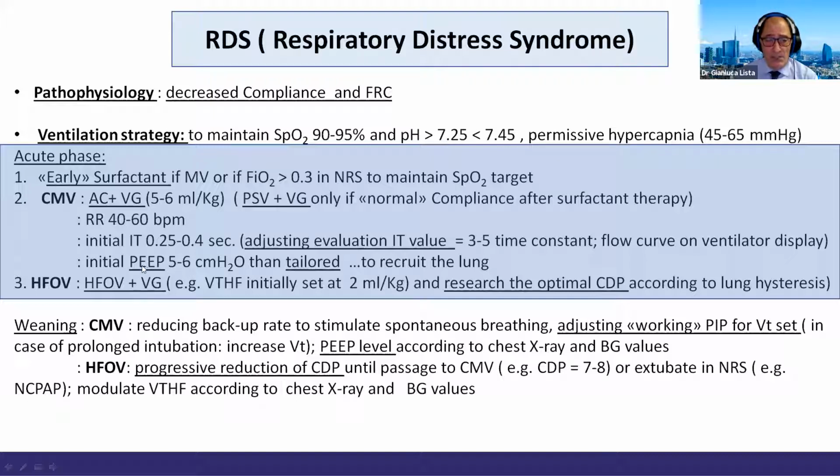Then the positive end expiratory pressure could be tailored according to the capacity to recruit the lung. If you use high frequency oscillatory ventilation, it could be important, if you have this opportunity, to use the volume guarantee, and the tidal volume could be set initially around 2 ml per kilogram body weight, so you can search for the optimal continuous distending pressure according to the lung hysteresis.